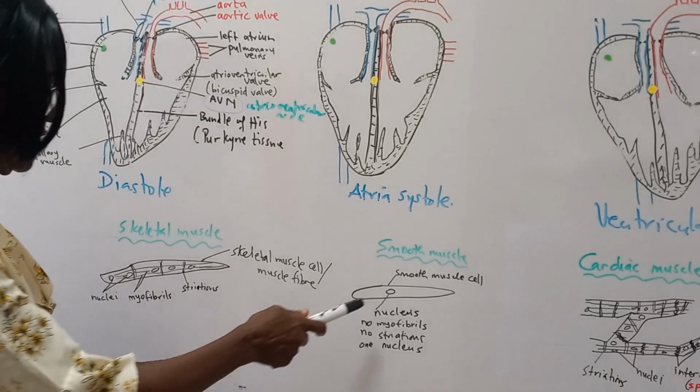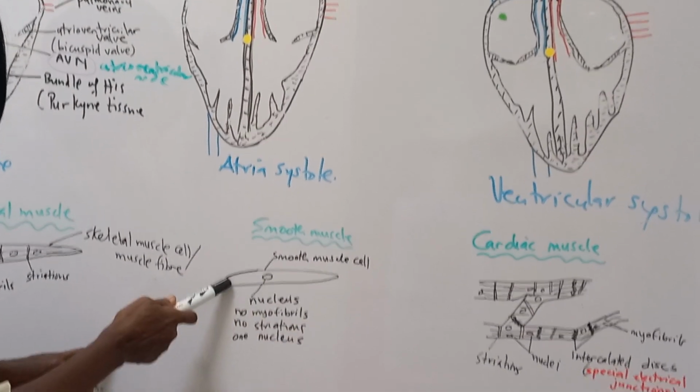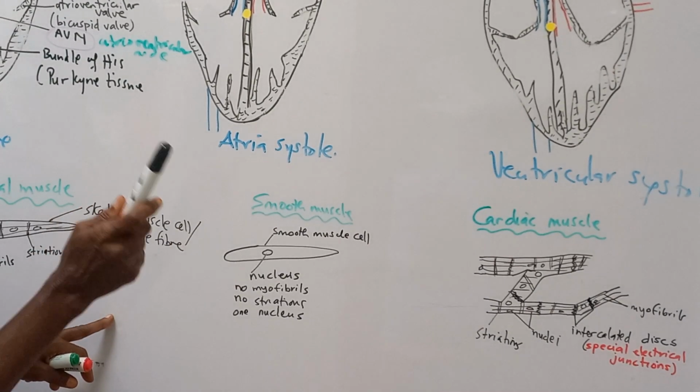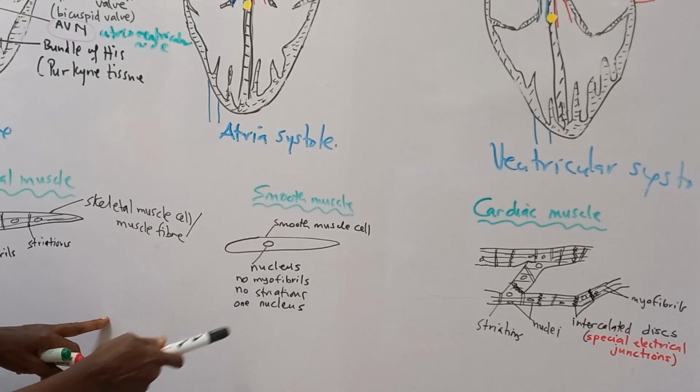Then you look at smooth muscles, those in the internal organs. This is a muscle cell. Each cell has only one nucleus. No myofibrils, no fibrils, no striations.